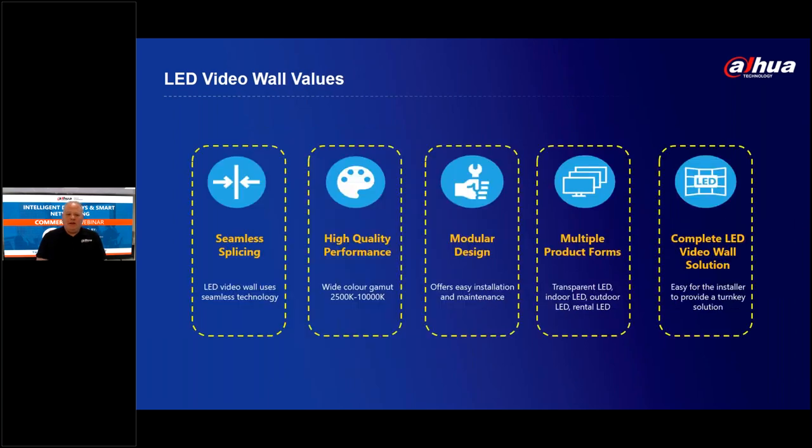So let's take a look at some of the solution values. Well, the first one, as I said, is pretty obvious. It's seamless splicing, because the panels are abutted directly next to each other, there is no bezel, there is no join. So when you look at the panel behind me, you don't see the joins between the panels, because, and you'll see this shortly, they're joined and clamped directly together. So seamless splicing is a really key part of it.